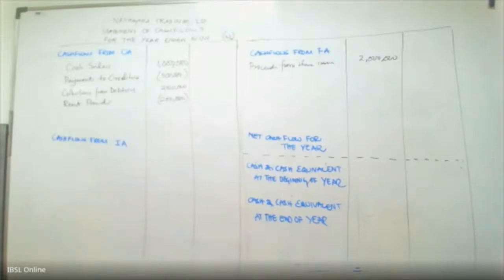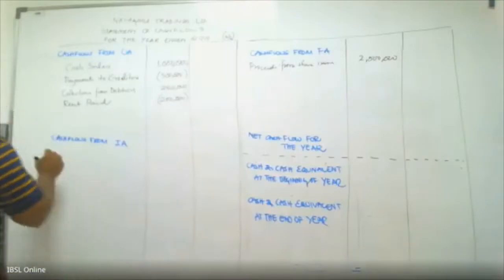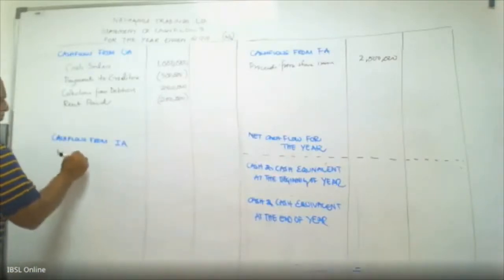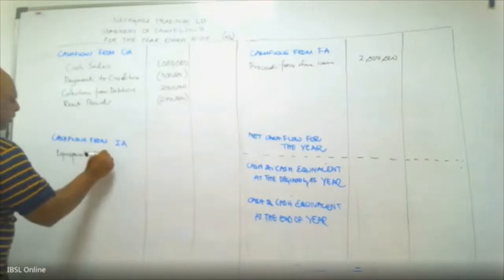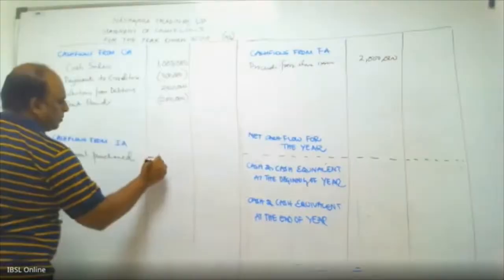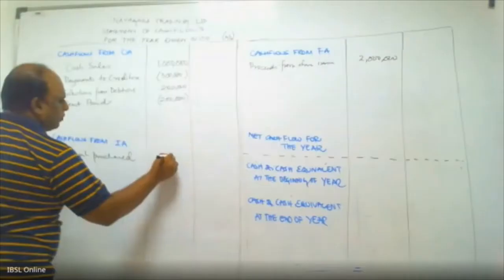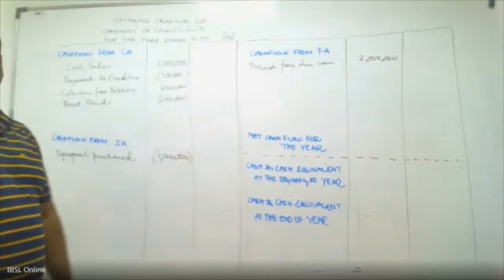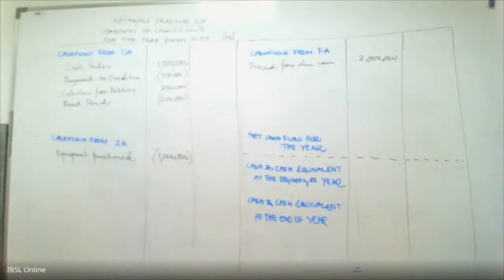Then the next item, equipment purchased. What is it? Investing activity. Very good. Equipment purchase. Inflow or outflow? It's an outflow. Anything that you purchase will require cash to go out. So cash outflow.